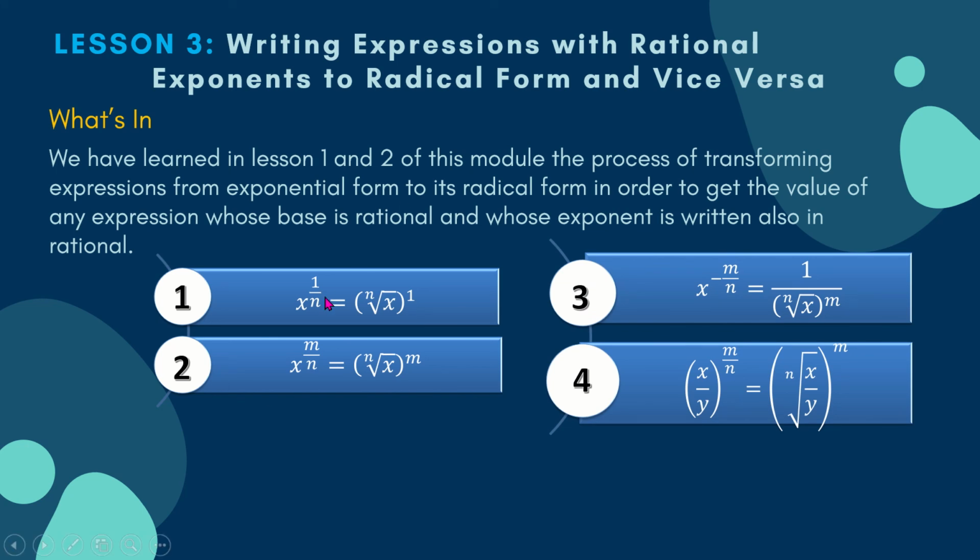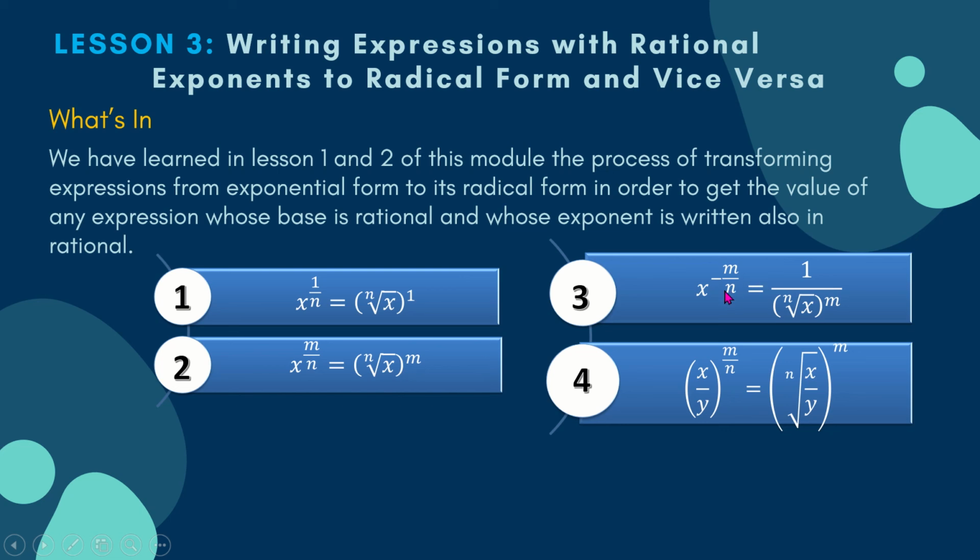So in rule number 1, the exponent is 1 over n, and we rewrite it into radical form. Then rule number 2, the exponent is m over n, where m and n represent numbers greater than 1, like 2, 3, 4, 5. We rewrite it into its radical form.